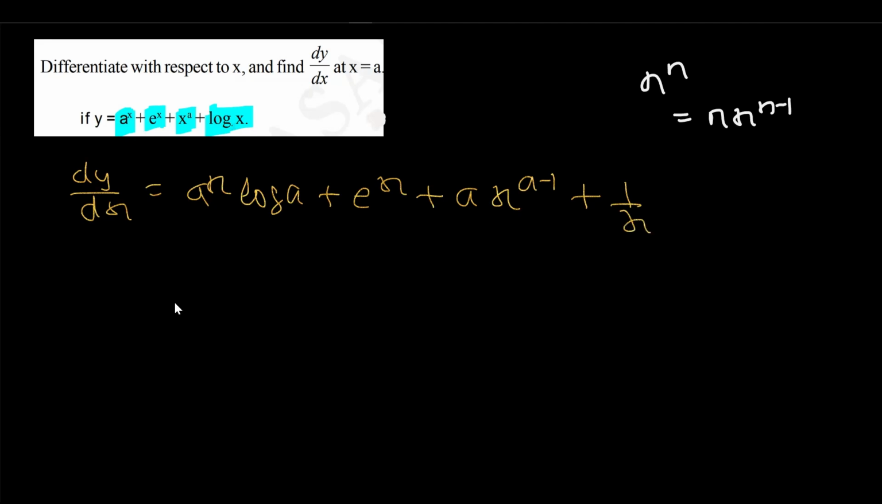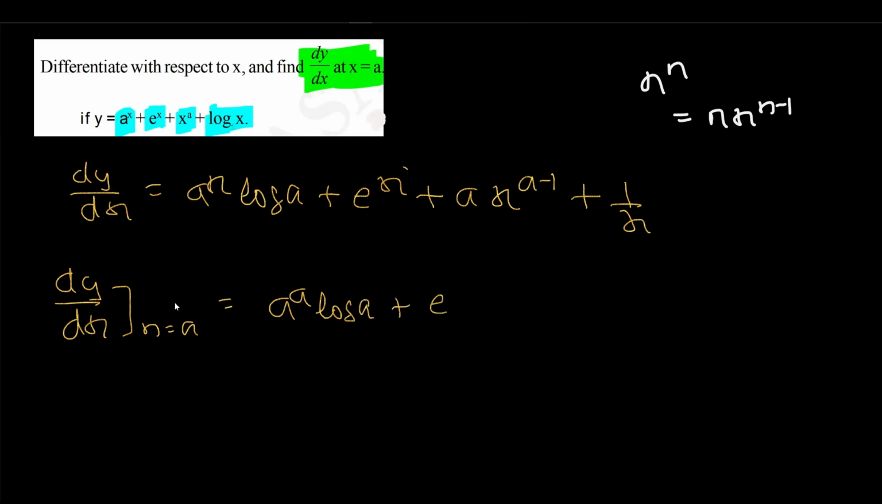Now this is the first part, but we also have to find dy by dx at x equal to a. So we are going to replace wherever there is x with a. So it's a raised to the power a log a, plus e raised to the power a, plus a times a raised to the power a minus 1, plus 1 over a.